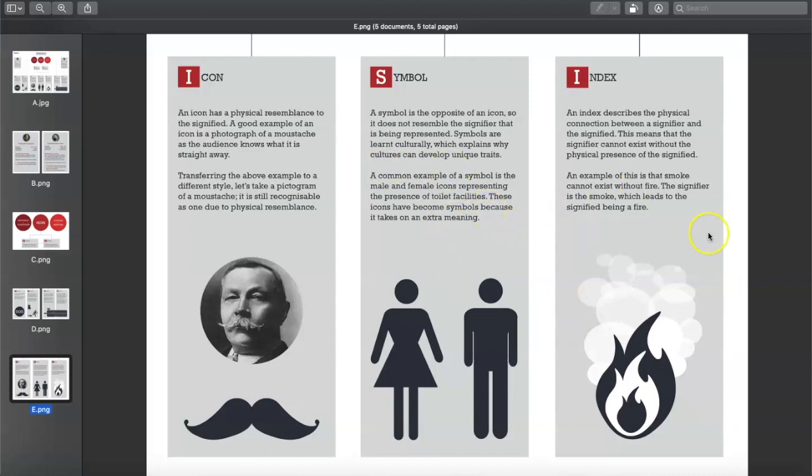And then the last one of the three is an index. So the index describes the physical connection between the signifier and the signified. This means that the signifier cannot exist without the physical presence of the signified, right? An example of this is that smoke can't exist without fire. At least that's the general concept, right? So if you have a graphic of fire and then you see smoke, well, that is an index because it makes sense that they're linked together.